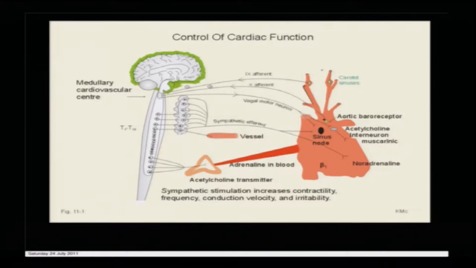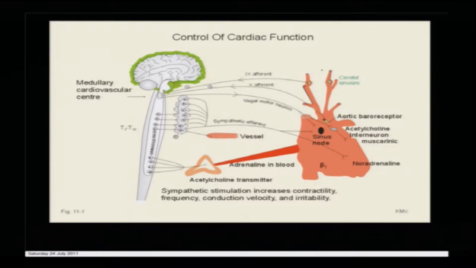Now, coming to the control of the cardiac functions. The cardiac function is controlled mostly by the sympathetic and the parasympathetic conditions. If you see, sympathetic stimulation increases contractility, frequency, conduction velocity and irritability. So, this is the whole circuit.